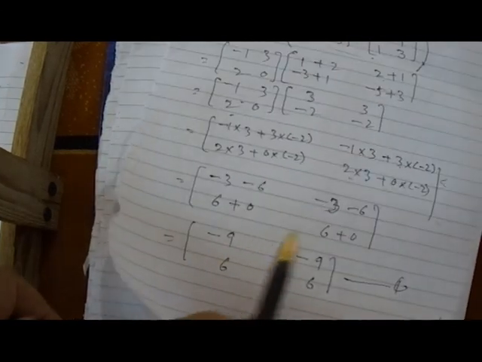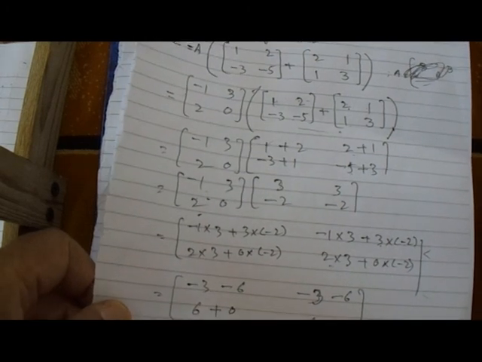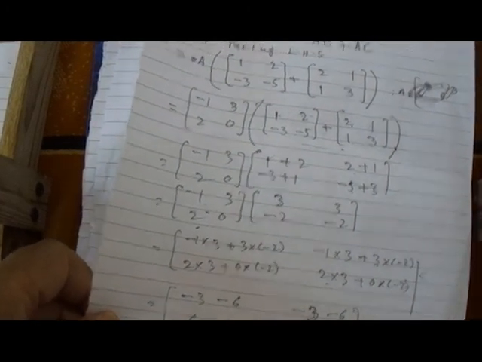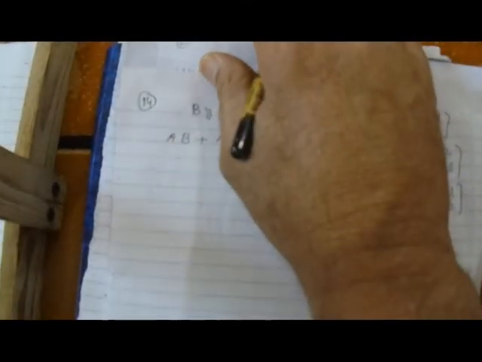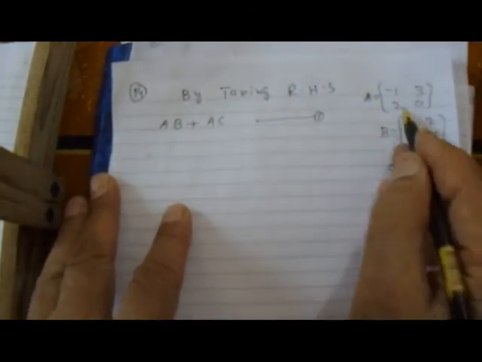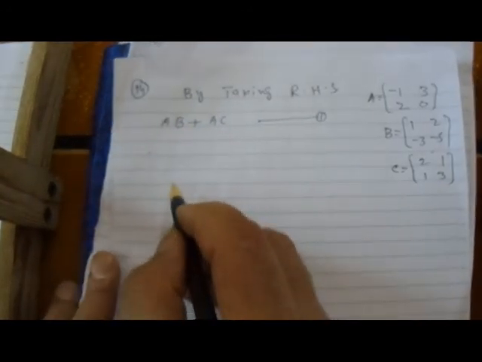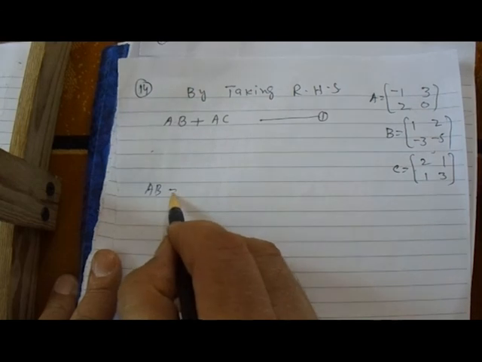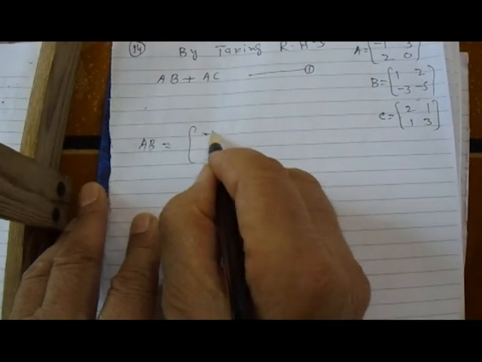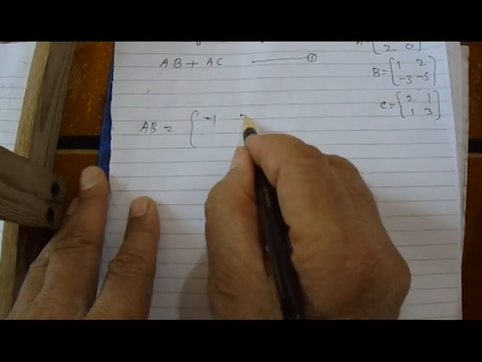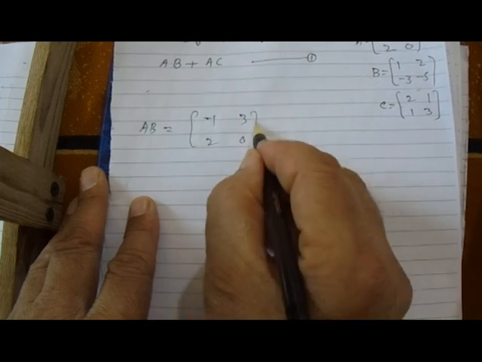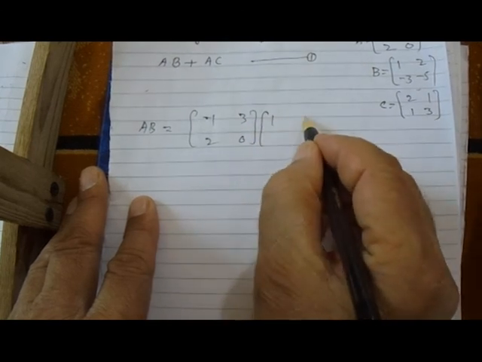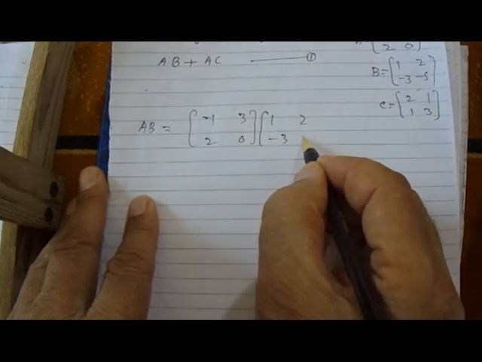Now we write the second part, the right hand side. Now we write this is our AB plus AC. First we take AB. A is minus 1, 3, 2, and 0. Now B is 1, 2, minus 3, and minus 5.